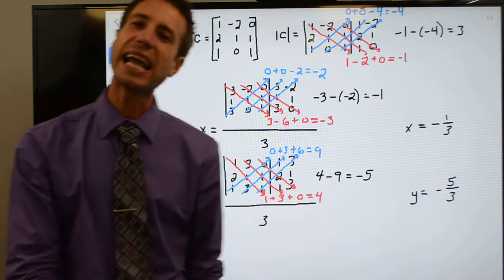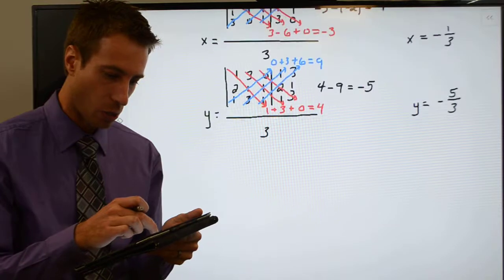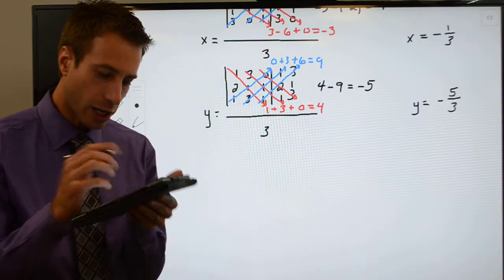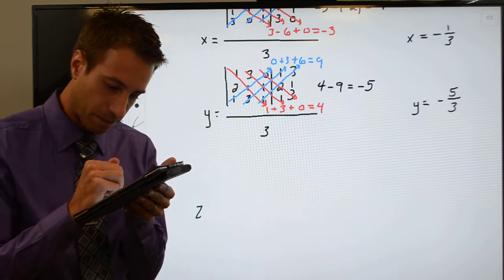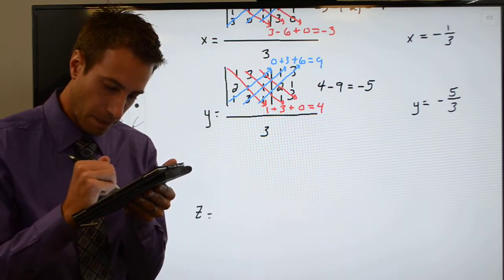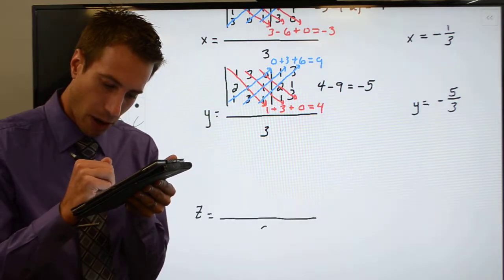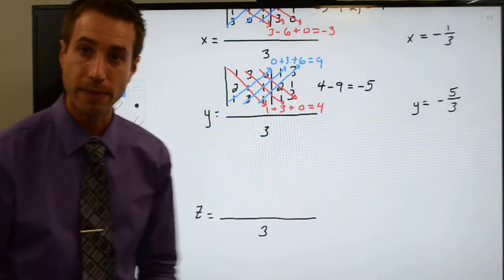This one, I am going to do z with you. So let's take a look at how this is going to work if we were to work through one together. So here we go. We're going to go ahead and find the value of z. All right. The 3 goes in the bottom, just like it does for all of them. That is the determinant of my coefficient matrix.